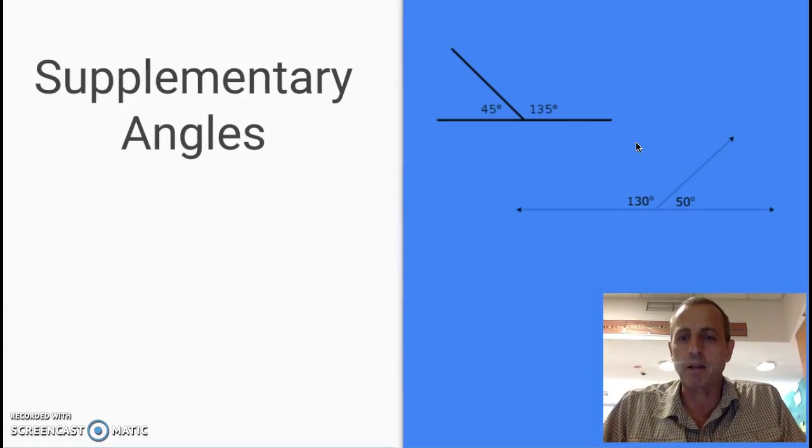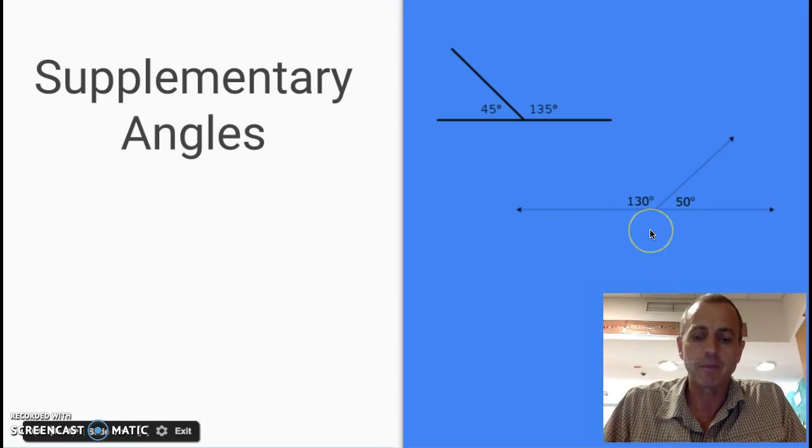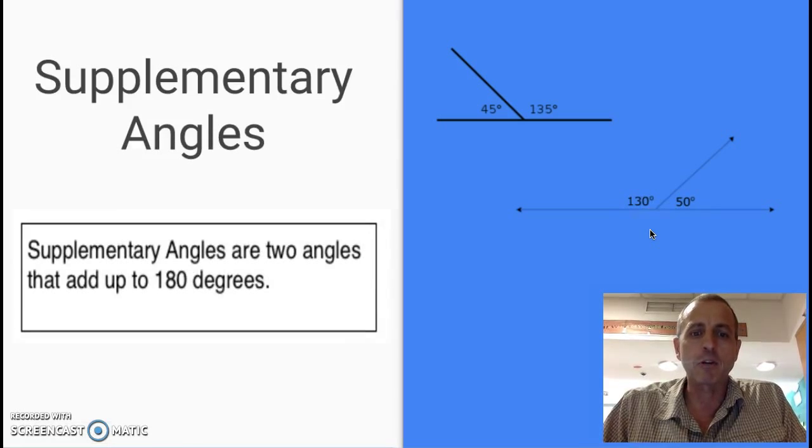Okay, and supplementary angles, well, they're similar to complementary. The only difference is that they add up to 180 degrees. And if you remember, 180 degrees is a straight line. So here we have 45 degrees and 135. Add those together, they make 180. They are supplementary angles. Of course, that works the same for 130 and 50 down here. So supplementary angles are two angles that add up to 180 degrees.